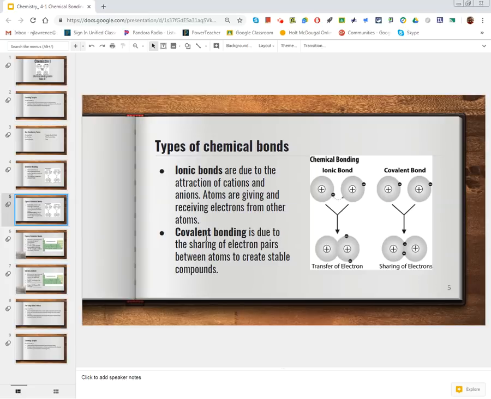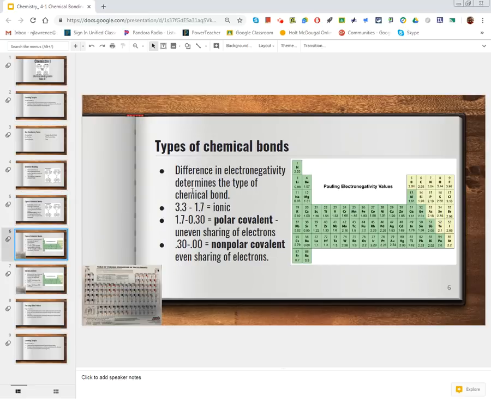Again, a covalent bond is where atoms share electrons. So now the question is how? How do you know when two atoms come close to each other whether they will steal or give electrons? And how will you know when they will share electrons? It goes back to that concept of electronegativity.